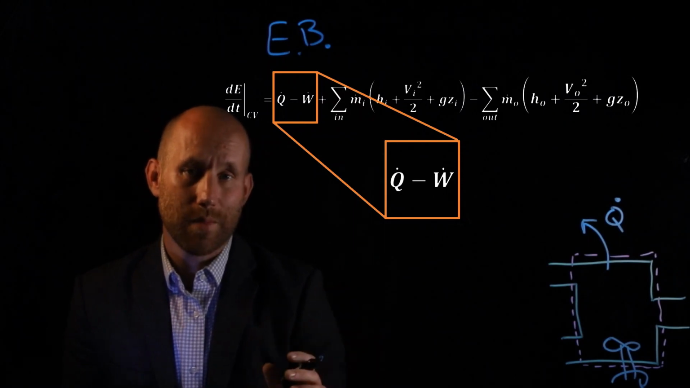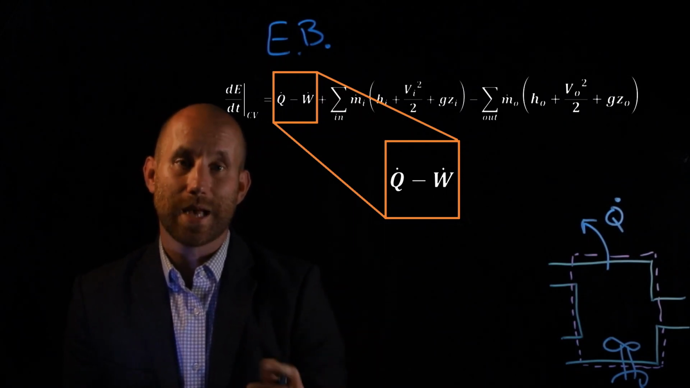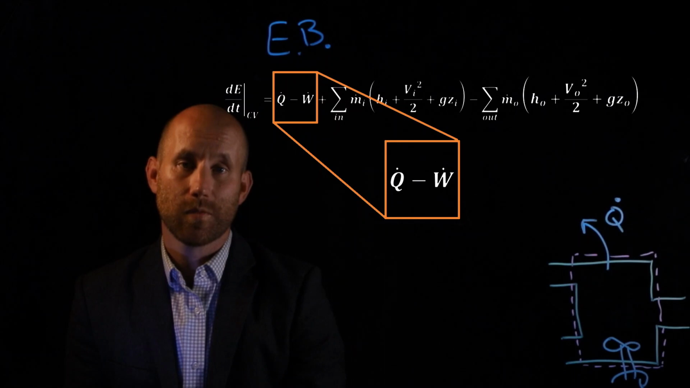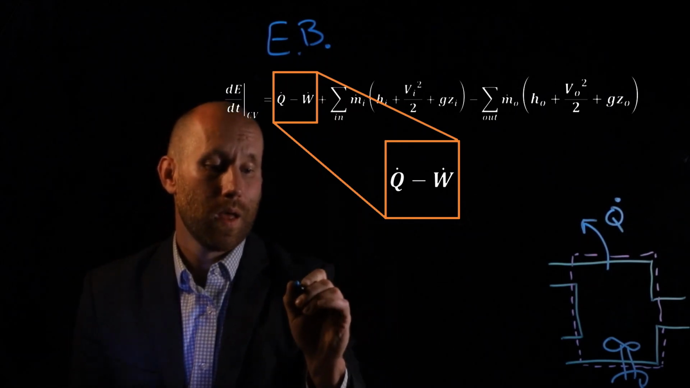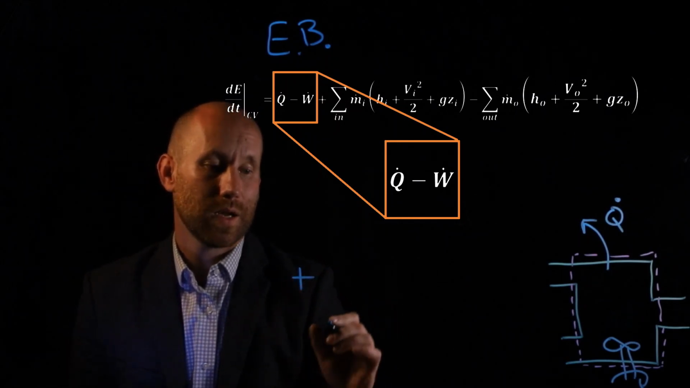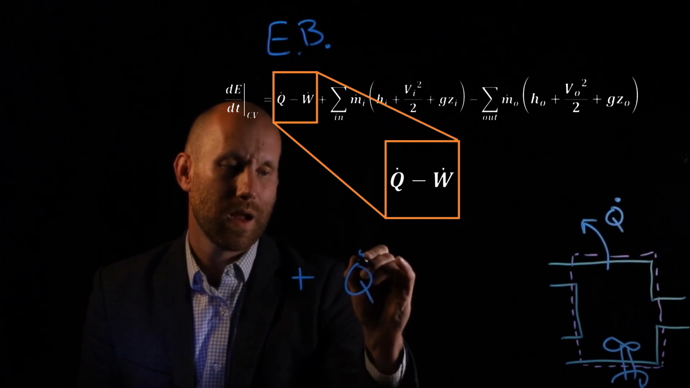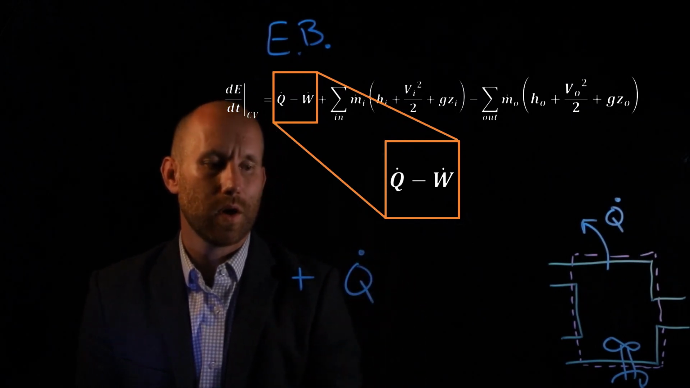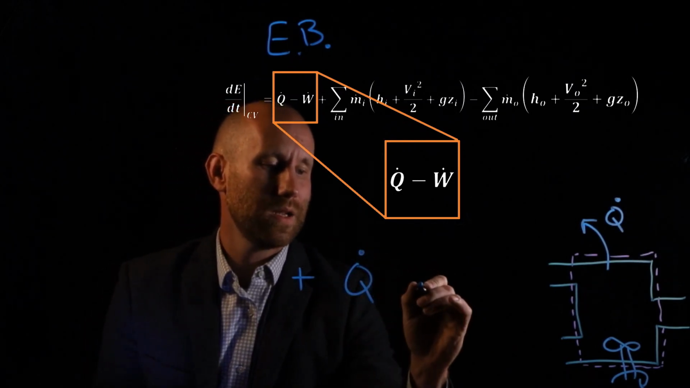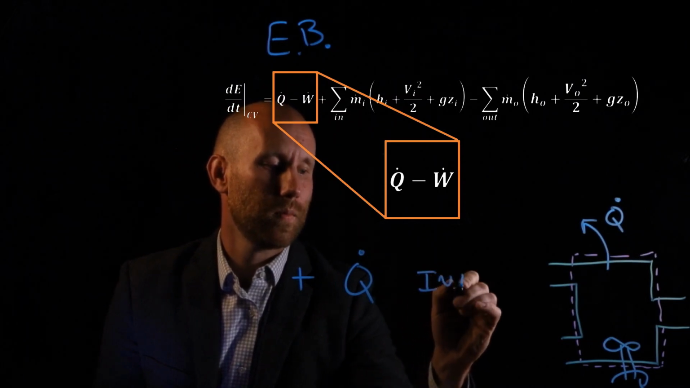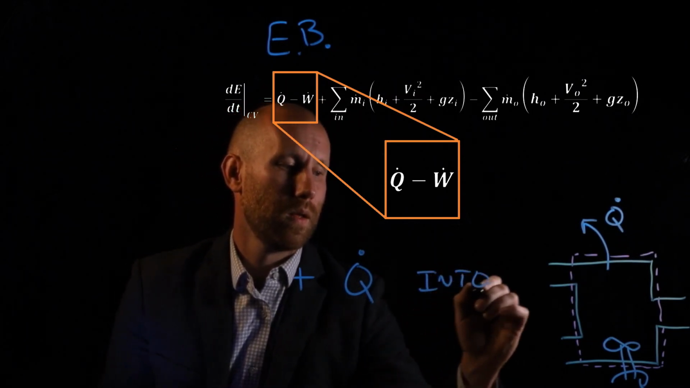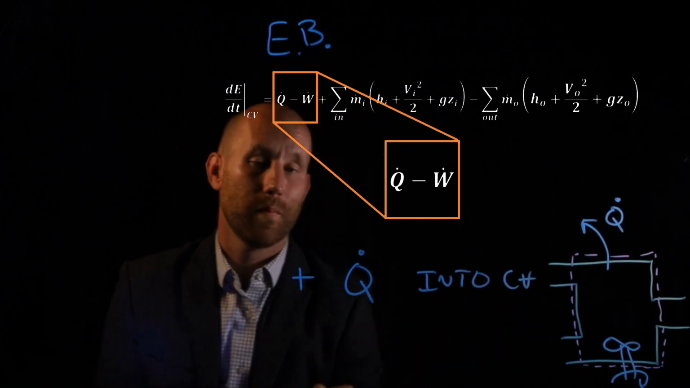A couple of things to highlight. We commonly employ a consistent sign convention when it comes to heat transfer and work transfer. Positive heat transfer, and on a rate basis, that's what the dot stands for, is heat transfer into the control volume.